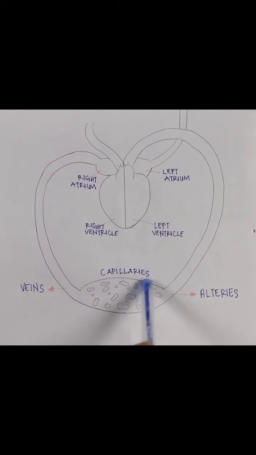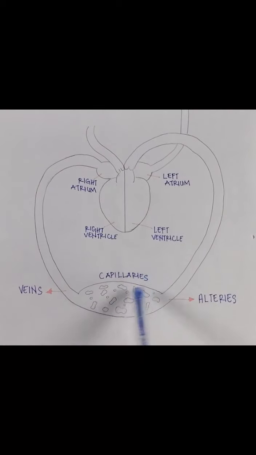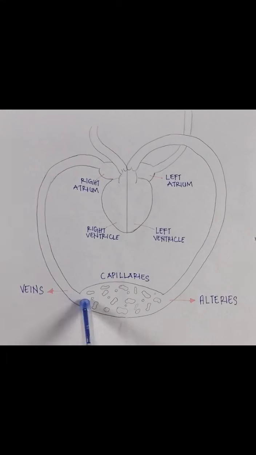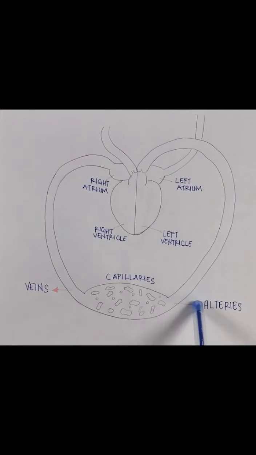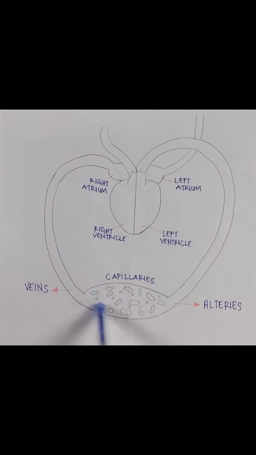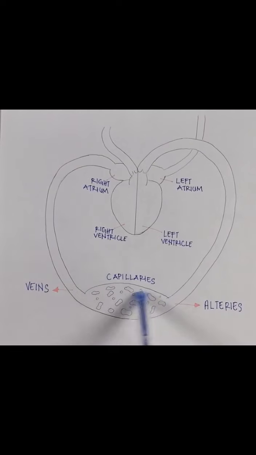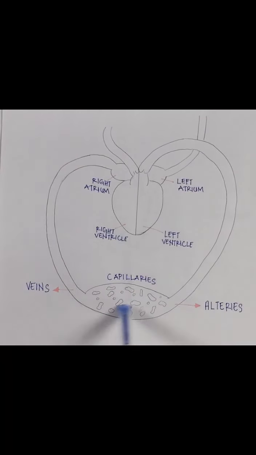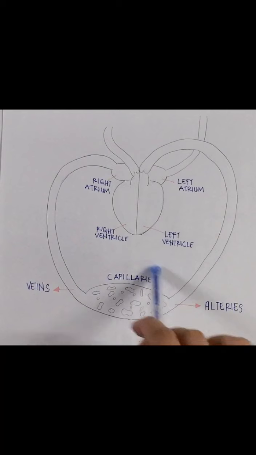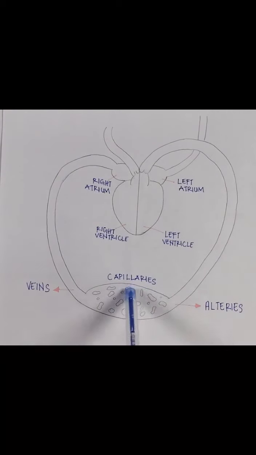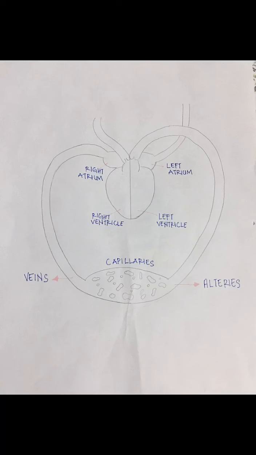Next, capillaries. These tiny blood vessels have thin walls. Oxygen and nutrients from the blood can move through the walls and get into organs and tissues. The capillaries also take waste products away from your tissues. Capillaries are where oxygen and nutrients are exchanged for carbon dioxide and waste.